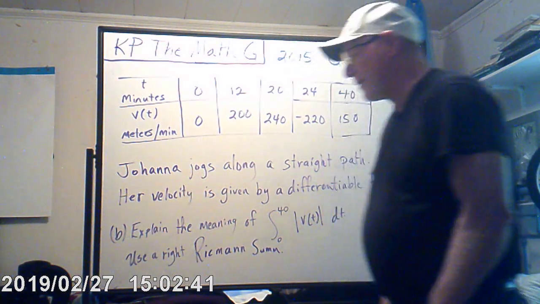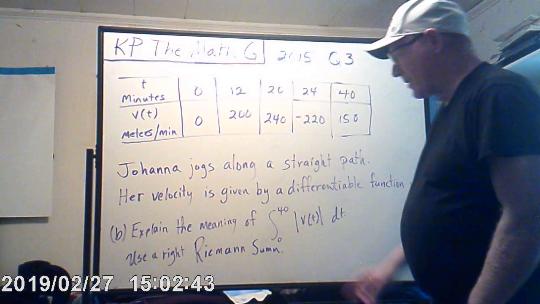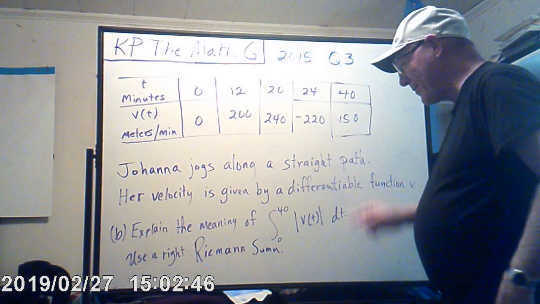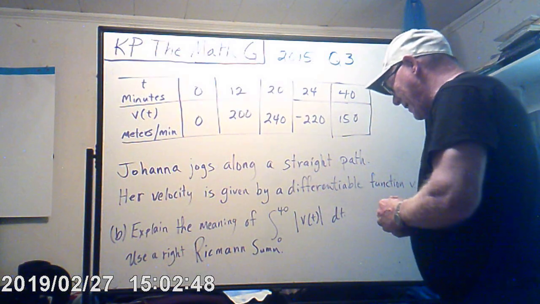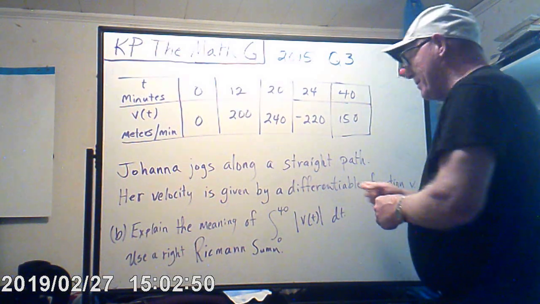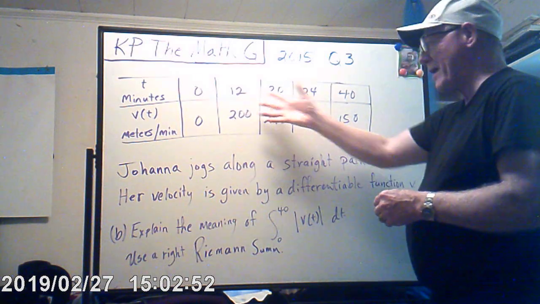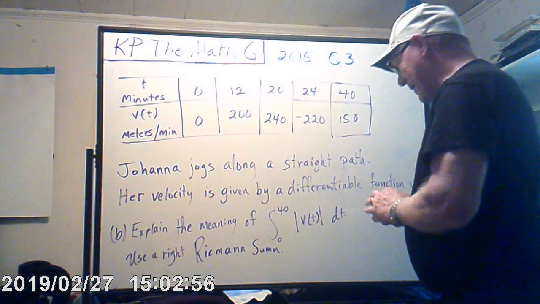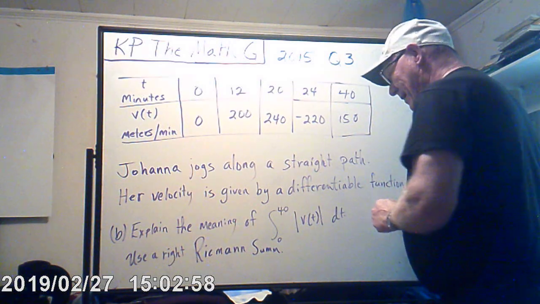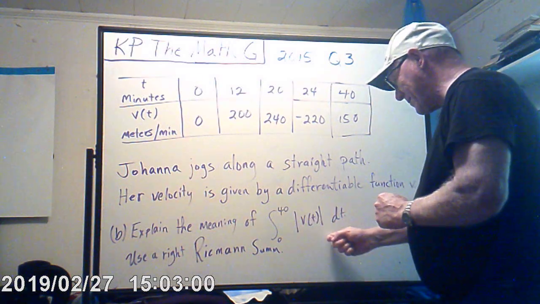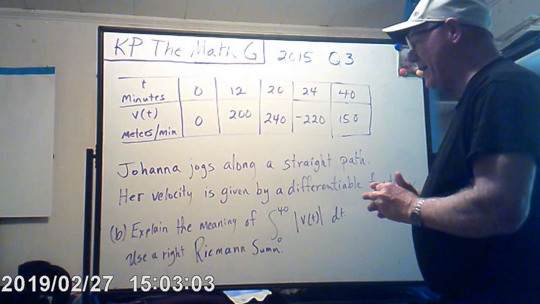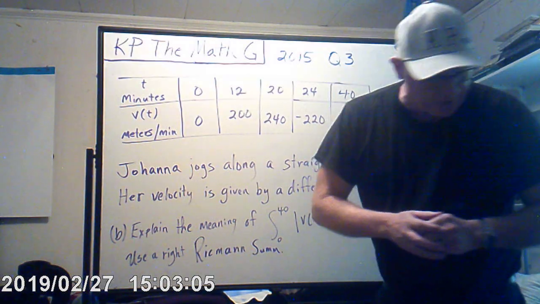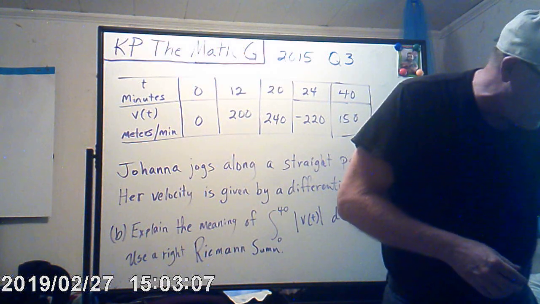So anyway, Johanna jogs along a straight path. Her velocity is given by a differentiable function. If it's differentiable, what do you know about it? Yes, it's continuous. Okay, that's good to know. Explain the meaning of this, and we're just going to look at part B for now. Well, we might get into C and D.